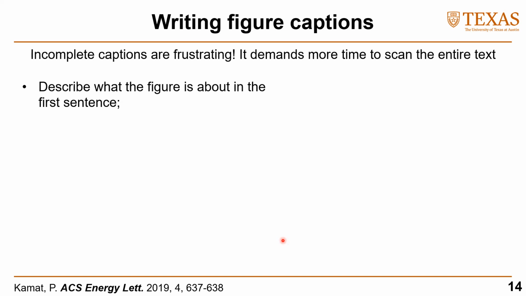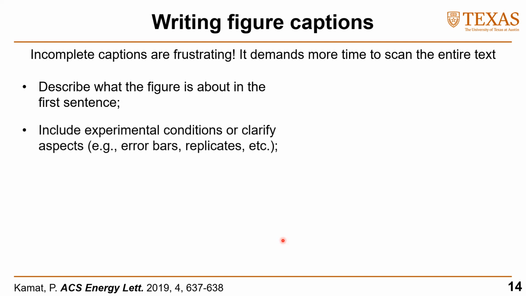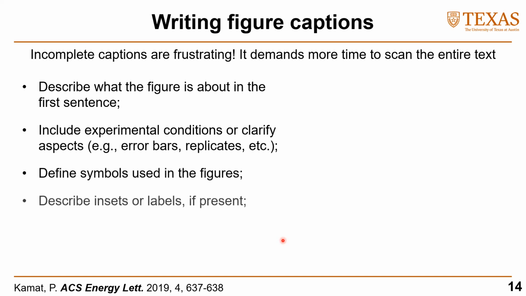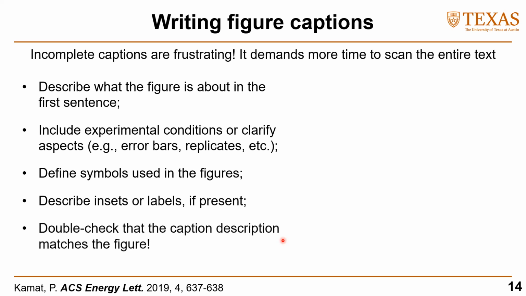Or you want to tell the reader, okay? Include experimental conditions or make sure you clarify some aspects, like for instance, as I explained previously, error bars, if you're doing replicates, if a symbol needs to be defined, something like that. Define symbols, as I said. Also describe any labels or insets if you're using. And of course, make sure that the caption matches the figure you're talking about. Sometimes we copy and paste the captions when we're writing, so be careful on that.